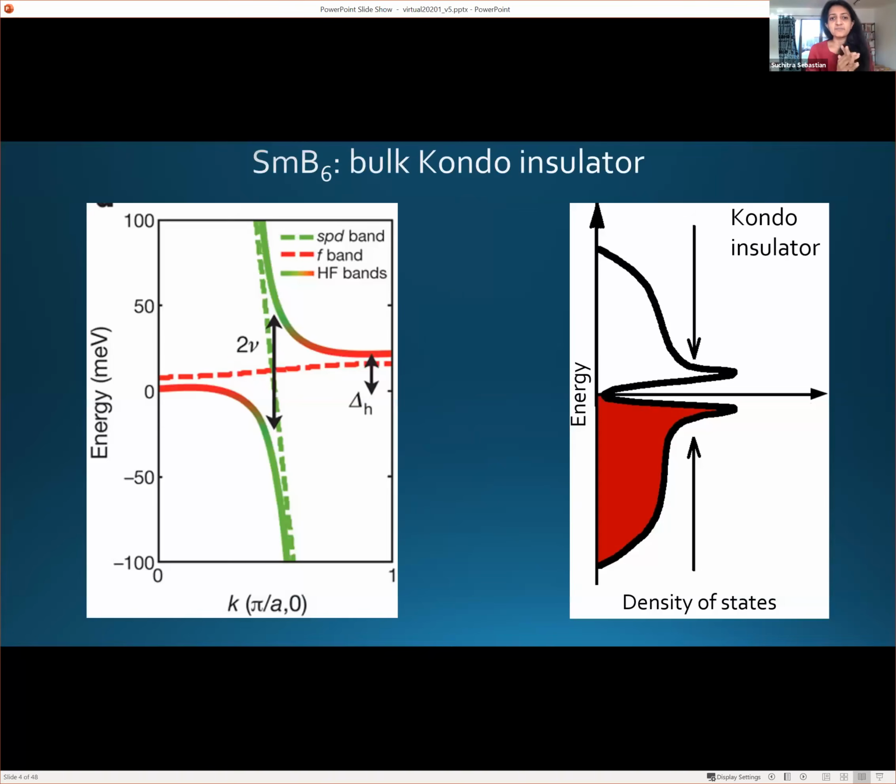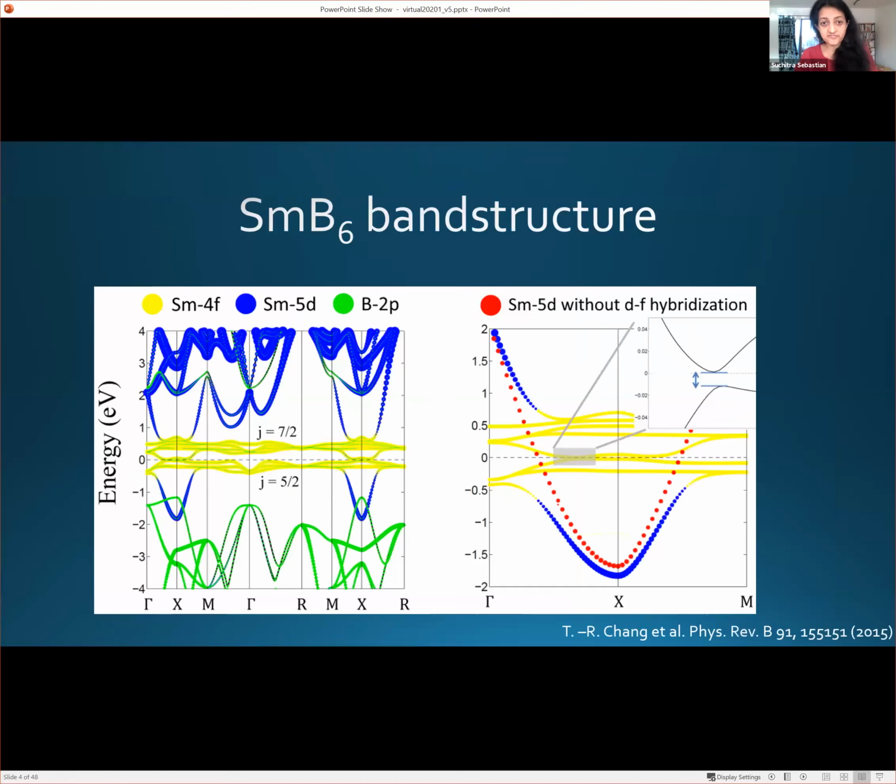Okay, so as most of you likely know, in samarium hexaboride, the gap opens because of hybridization between a flat F electron band that you see with red dashes here, and the green dash line is the conduction electron band. And so hybridization between these two opens up a direct and an indirect gap, and that's why the material is insulating. I'm also going to show specifically the band structure of SmB₆ calculated by Chang et al.